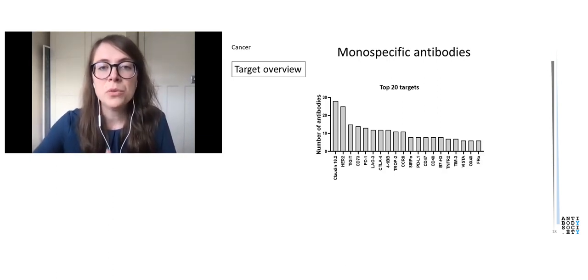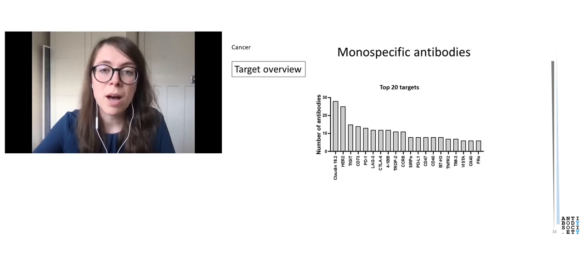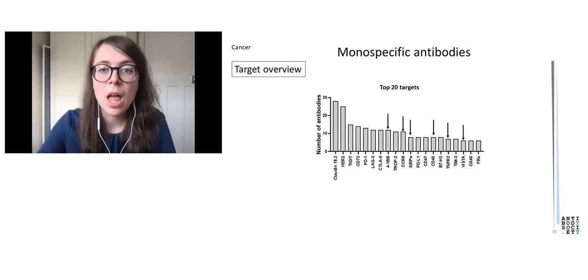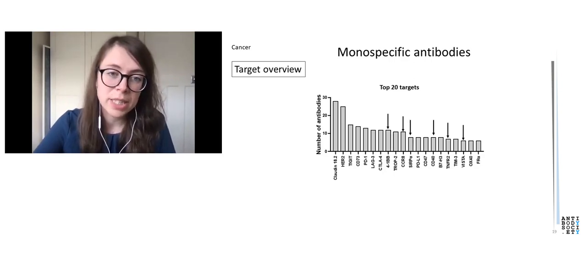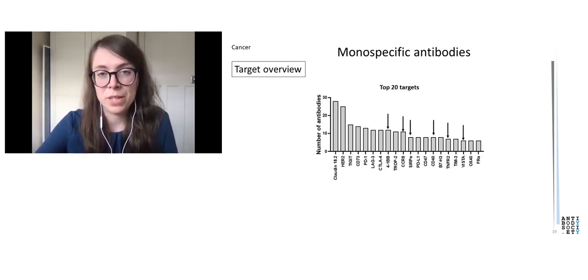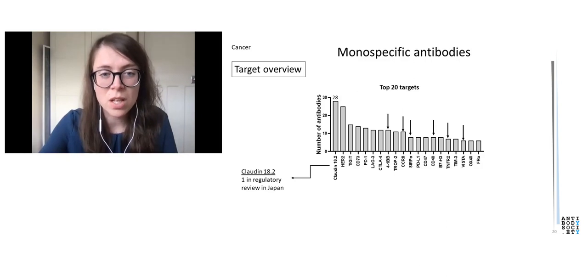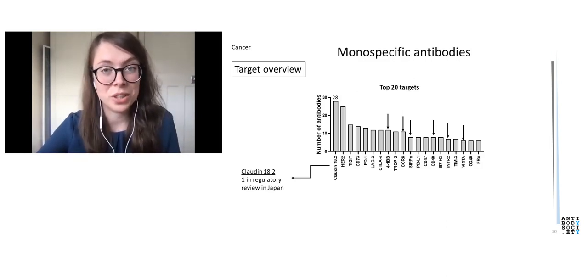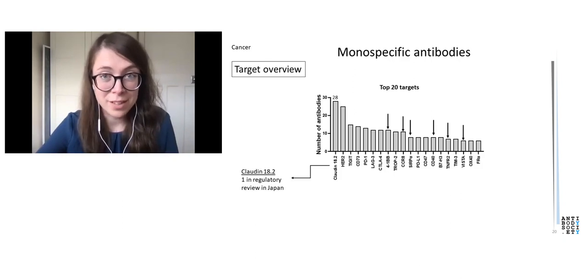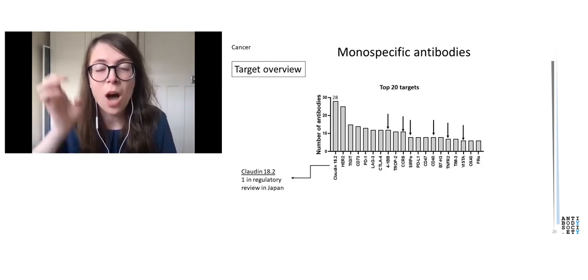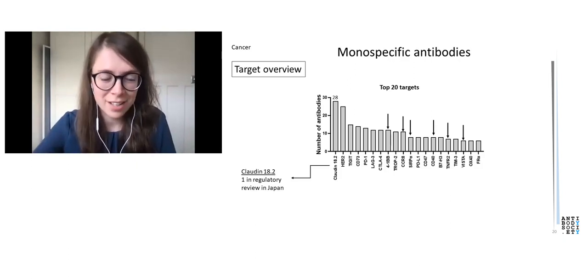Here I'm providing an overview on the targets. I'm showing you a bar chart with the top 20 targets in terms of frequency. With the arrows, I'm indicating the unique targets. And I would like to spend a few words on the most frequent target, which is Claudin 18.2. And according to our definition of unique target, is not unique. But this is just because there is one antibody in regulatory review in Japan. But we have 28 antibodies in early stage pipeline. So I would say that this is a rather unique target.